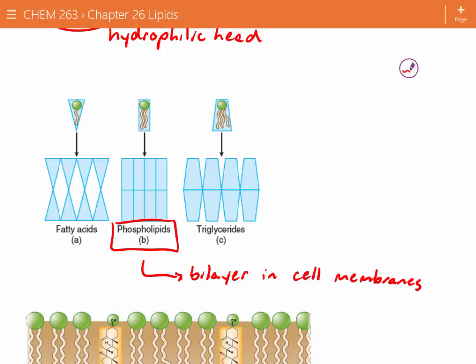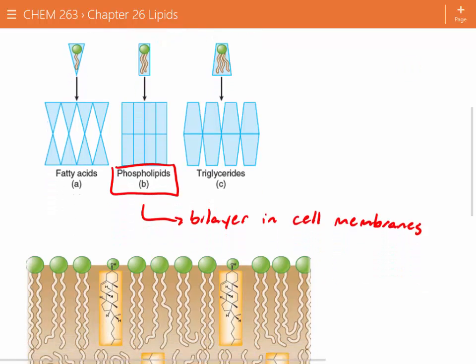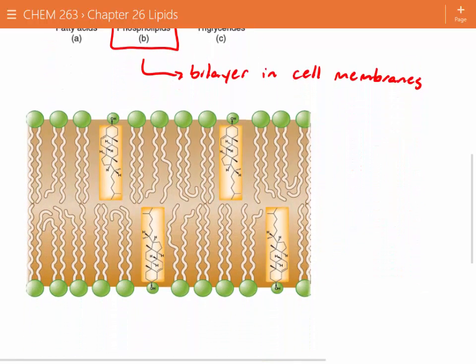And then if you do triglycerides, you can see triglycerides actually don't pack as well as phospholipids, so it's actually good that we only have two fatty acid substituents. They pack much more tightly and will hold the cell together. If we had fatty acids or triglycerides, our cells would likely be damaged if anything ran into them. So let's take a look at our normal cell bilayer.